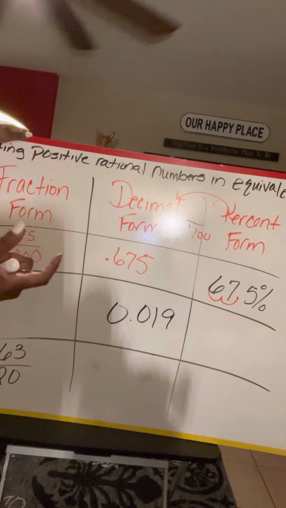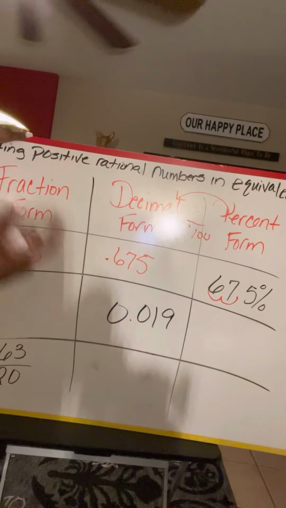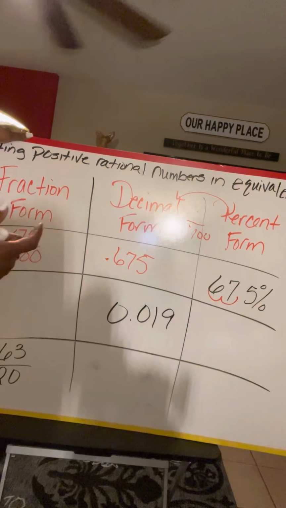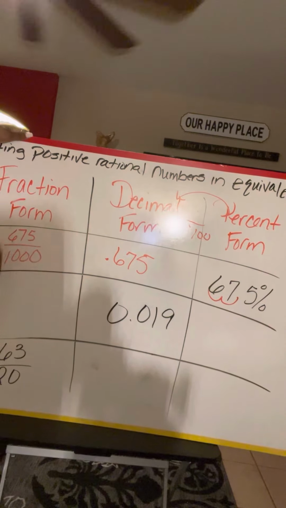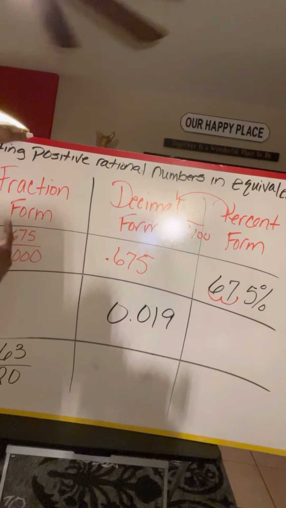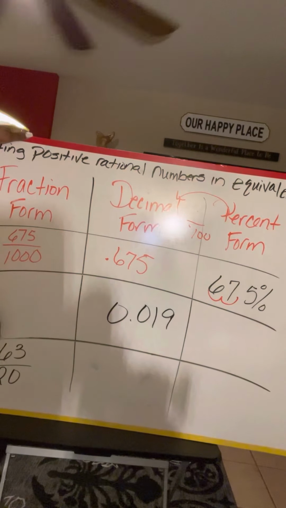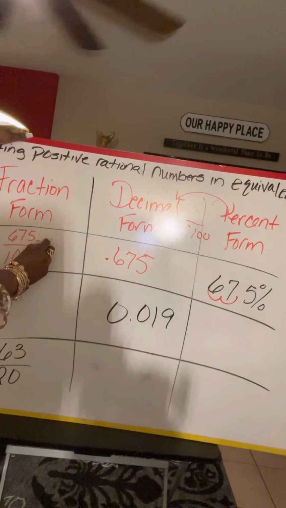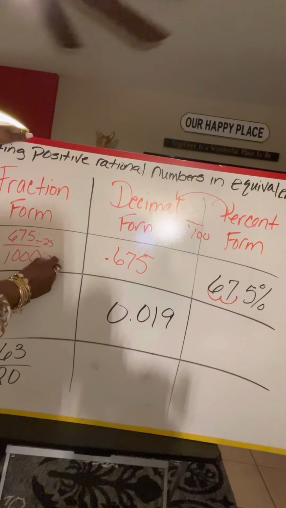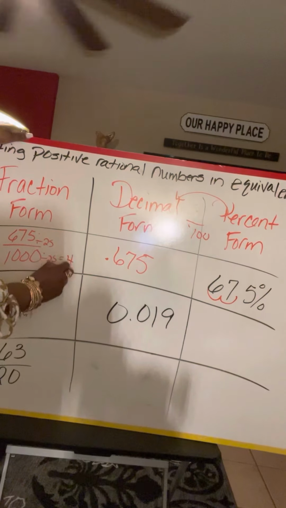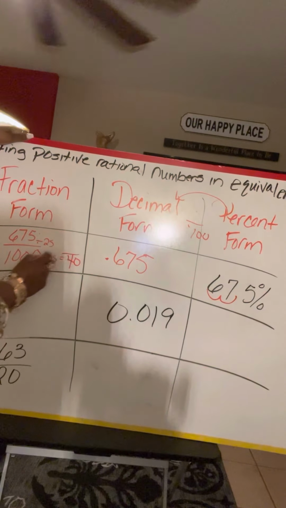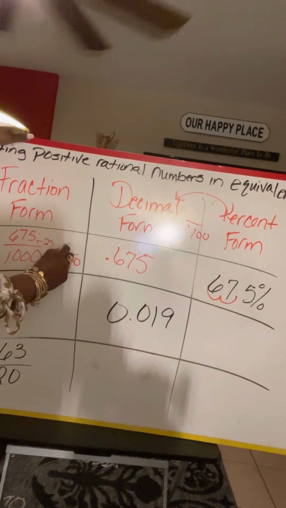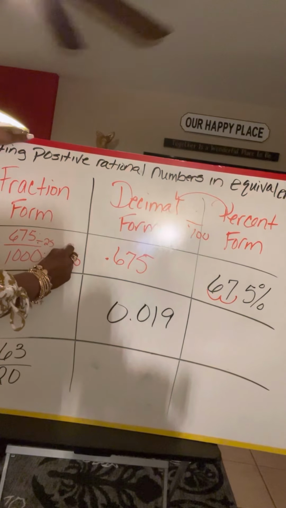But when you have these on your test or in an assignment, make sure you find the greatest common factor in both numbers. And in this case, the greatest common factor would be 25. So we're going to divide each one by 25. And this would be 40, and this would be 27.